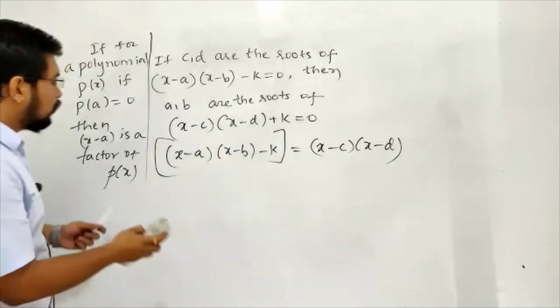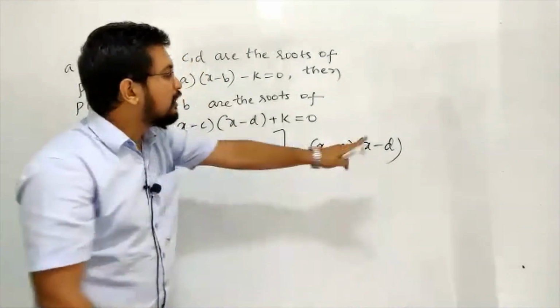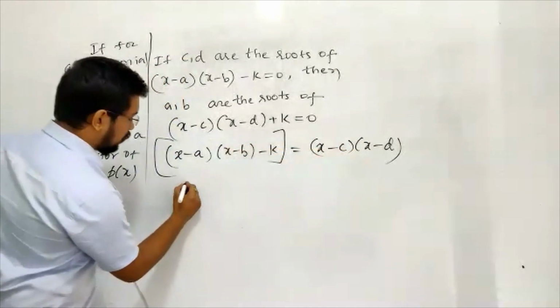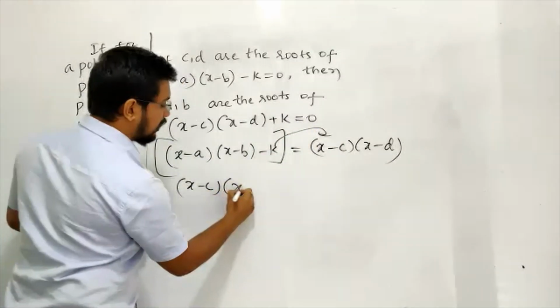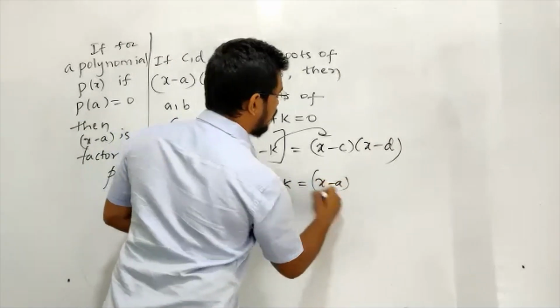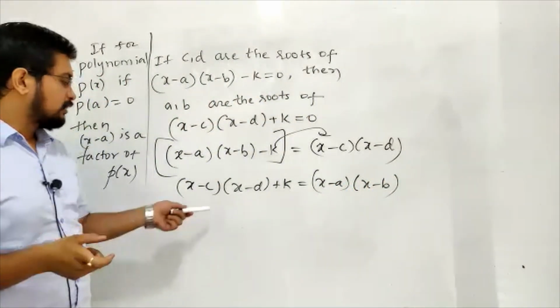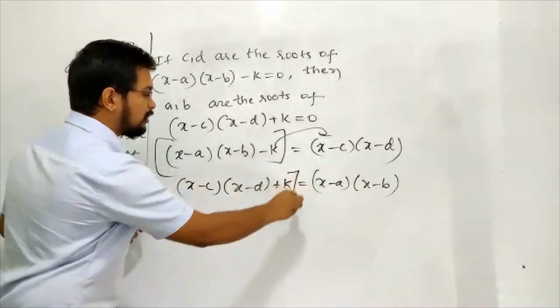Now, this is a linear factor and this is a linear factor. Multiplying these two linear factors must give you this quadratic. Now simply, I'll take this k to this side. (x minus c)(x minus d) plus k is (x minus a)(x minus b).